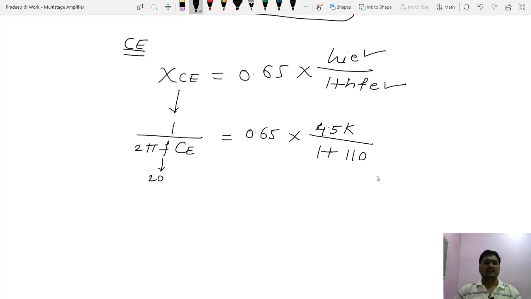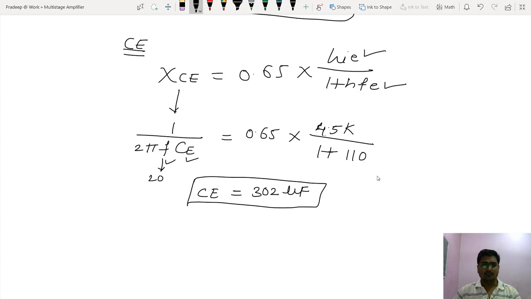Now look at this. From all these equations, this frequency is known, everything is known. Just calculate the value of CE. Let me check the value of CE, the bypass capacitor. They have calculated, see, they got a value of 302 microfarad. Students have calculated a value of 302 microfarad. This is how I can calculate the value of CE. Now this is the value for CE1 as well as CE2. For both the stages I am calculating the bypass capacitor value as 302 microfarad.